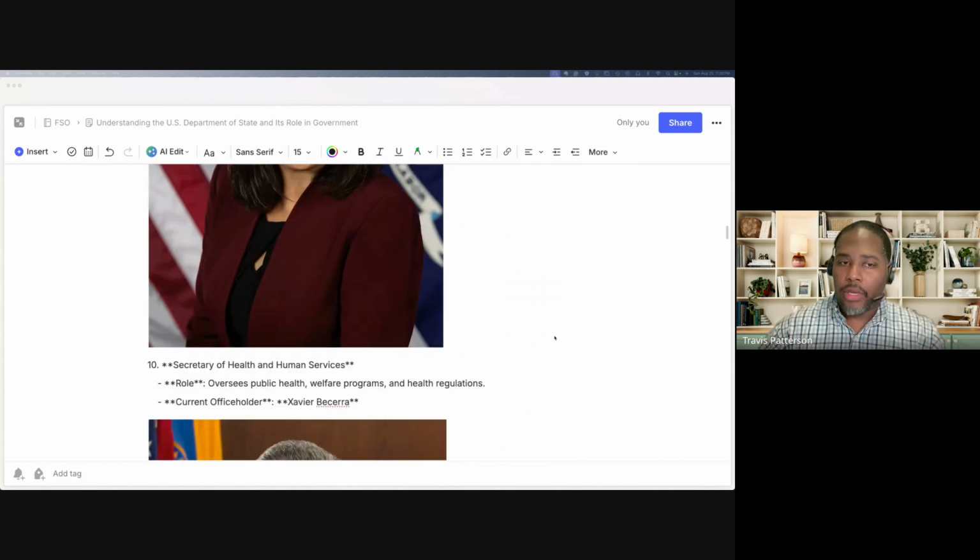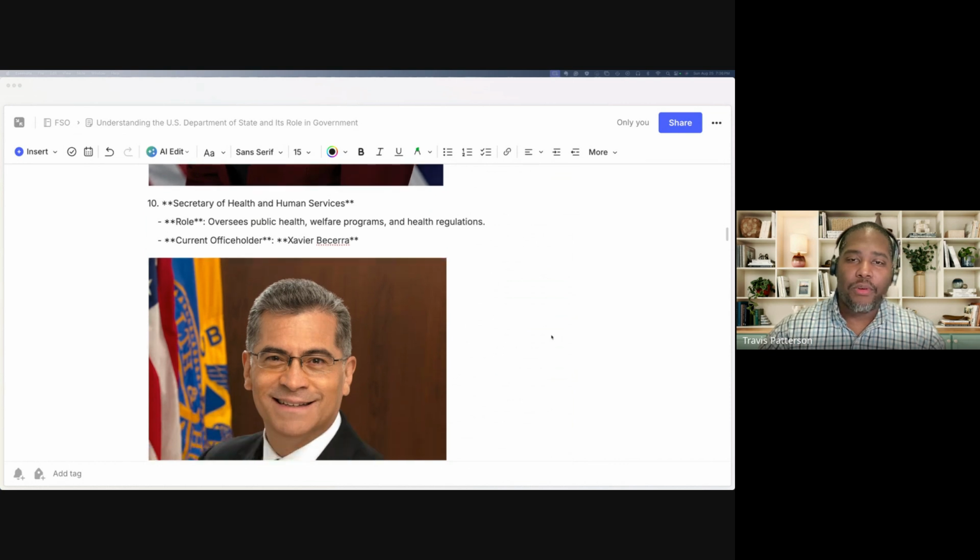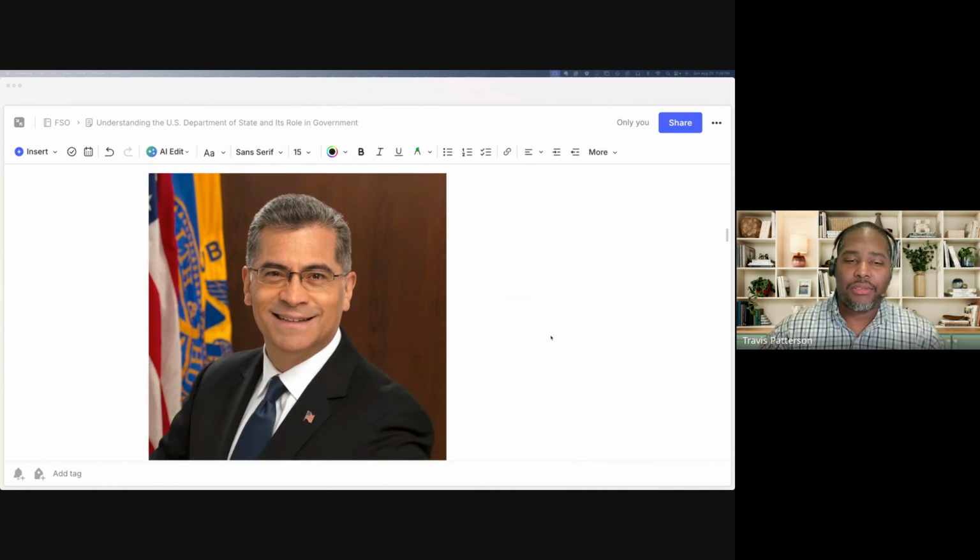Next we have the Secretary of Health and Human Services, Xavier Becerra, who oversees public health, welfare programs, and health regulations.